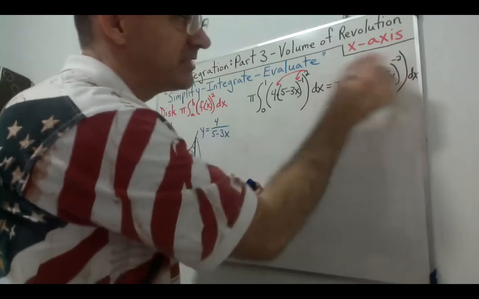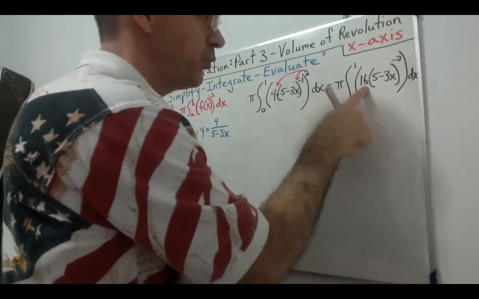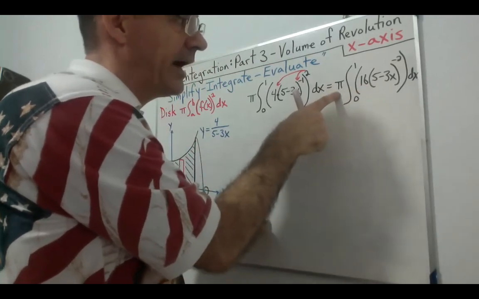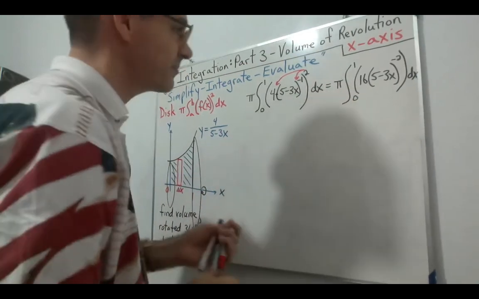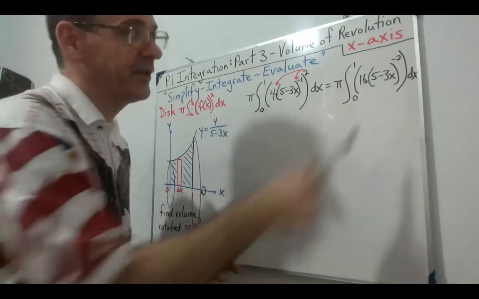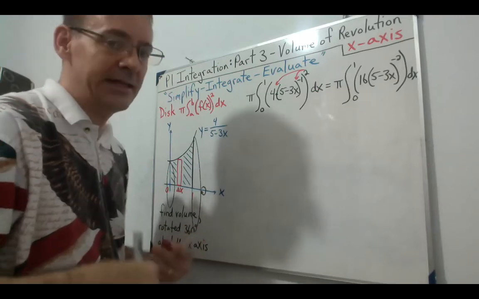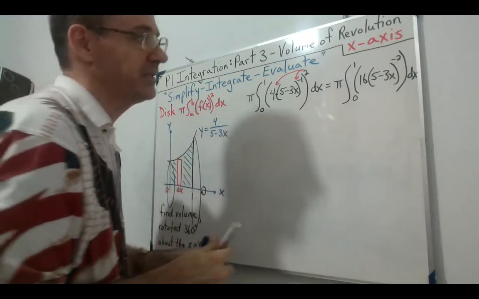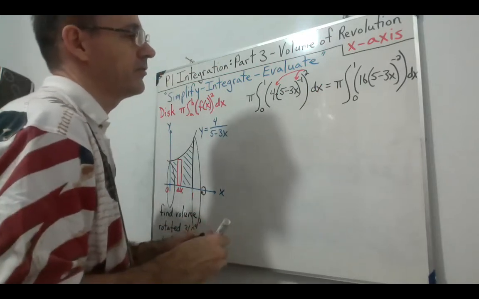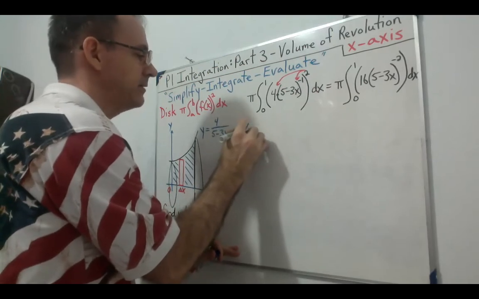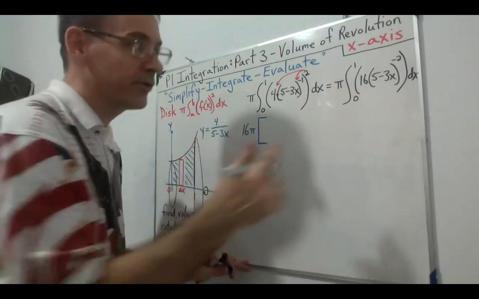And so this is now simplified. This 16, if you want, the 16 can come out in front with the pi, or you can leave it inside. It's up to you. Let's bring it outside so that we can focus on the parenthesis there. Some people find it easier to remove that coefficient. So now we want to integrate. So we're going to have 16 pi times, and now we're going to integrate this.